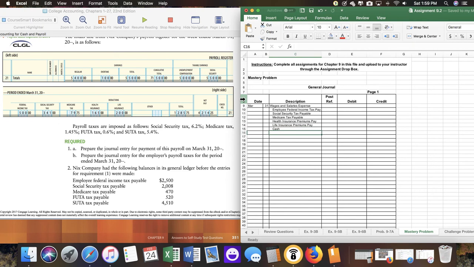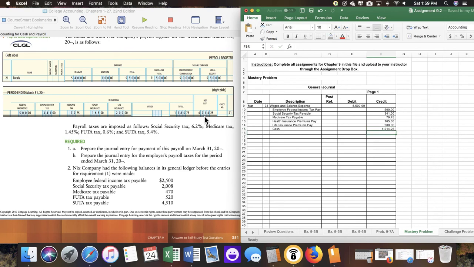The good part is it gives us all of the information. We don't have to calculate anything for this first part. So we know the total earnings is $5,500. We know the federal income tax payable is $500. And we're just going to follow in and type in the rest of the information. So Medicare is $79.75. Health insurance is $165, life insurance is $200, and the net pay is the amount we use for cash.